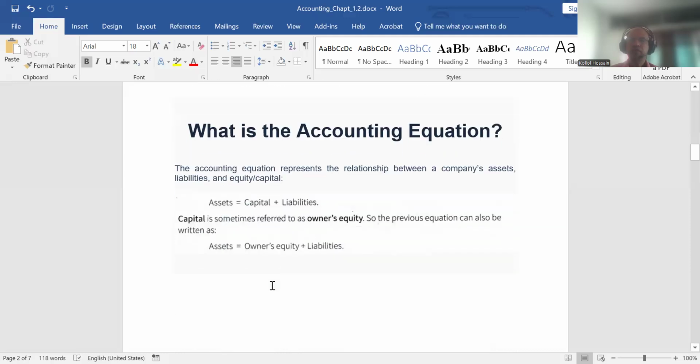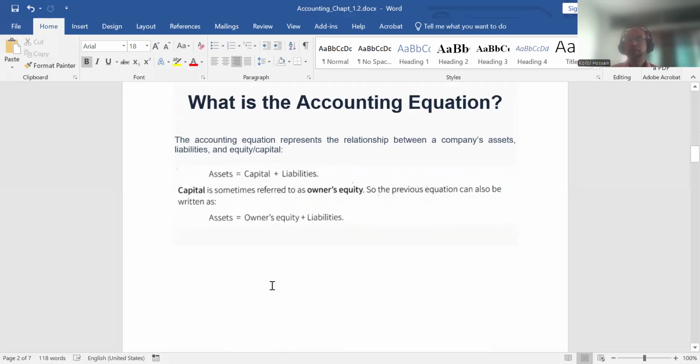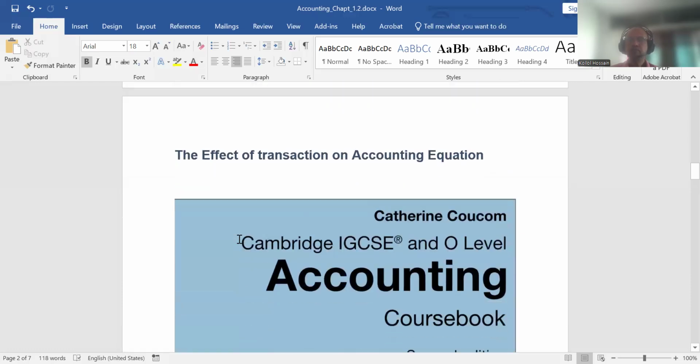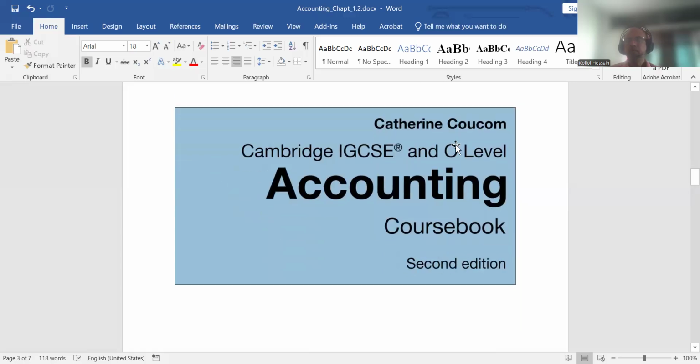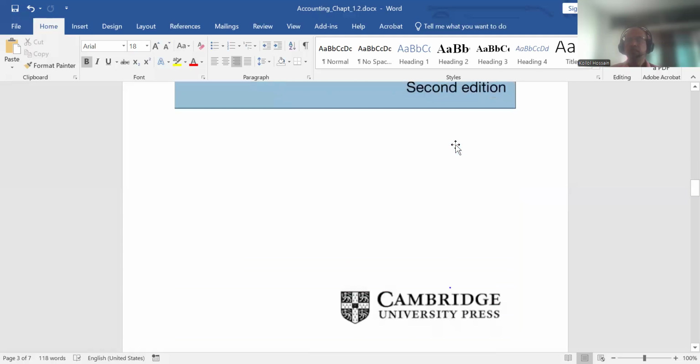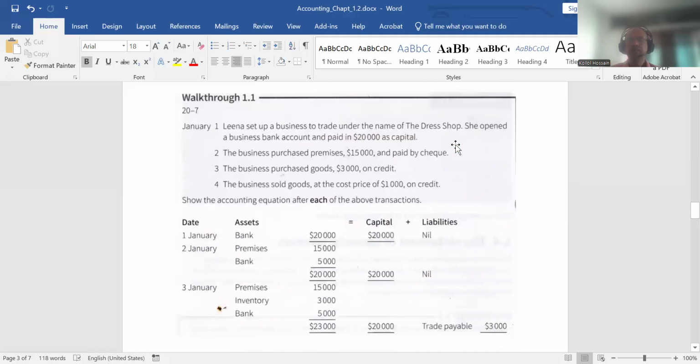The accounting equation represents the relationship between a company's assets, liabilities, and equity or capital. Here is the equation: assets equal capital plus liabilities, or assets equal owner's equity plus liabilities. Now I am going to discuss the effect of transactions on the accounting equation. This is the example from this book. I will discuss every transaction and how it impacts the equation.